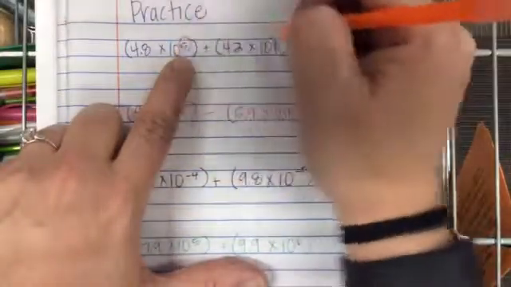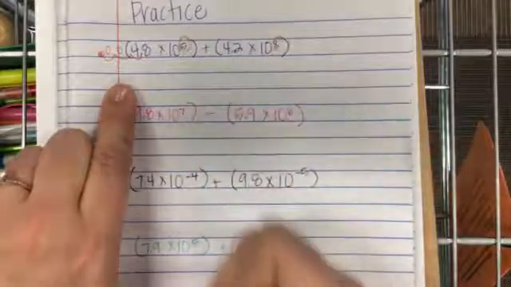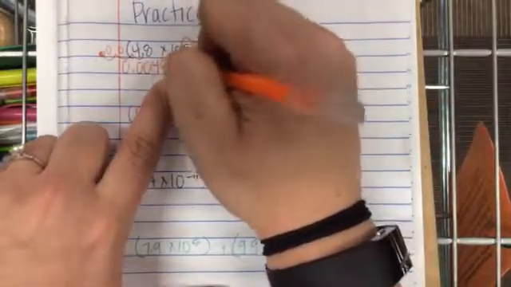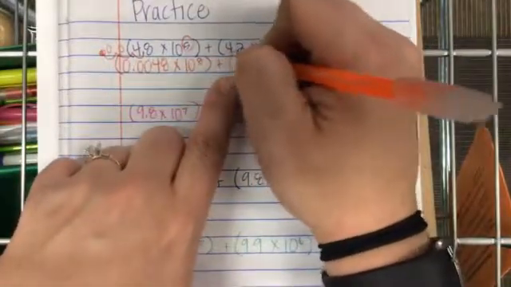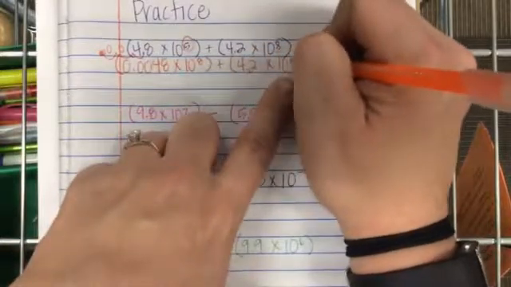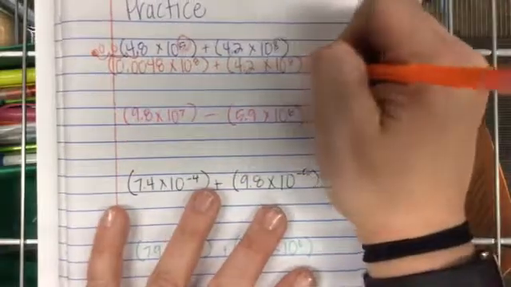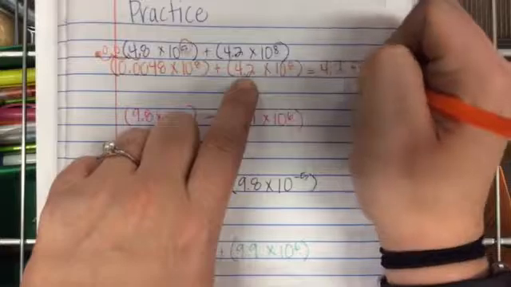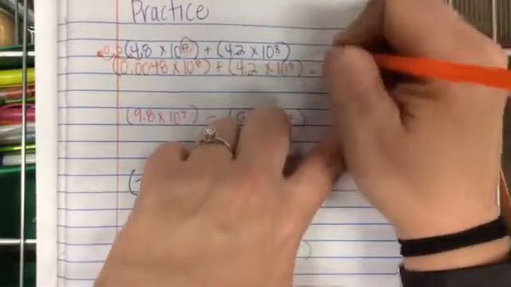To make 5 become an 8, you move 3 times. 1, 2, 3. So 0.0048 times 10 to the 8th plus 4.2 times 10 to the 8th. The solution is 4.2048 times 10 to the 8th.